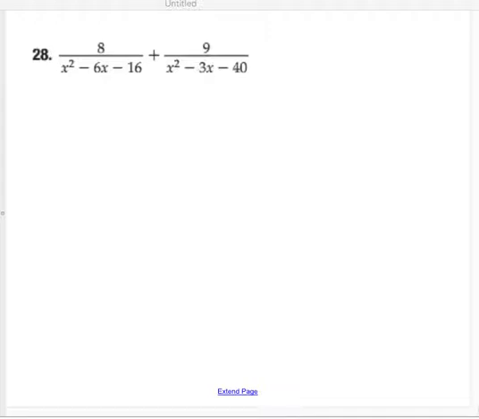I just wanted to show two more examples of adding polynomial fractions with unlike denominators, just to make sure that you have all the examples that you need. So the first thing that I'm going to do is find out what the factors are in these denominators. So I'm going to go ahead and factor these binomials.